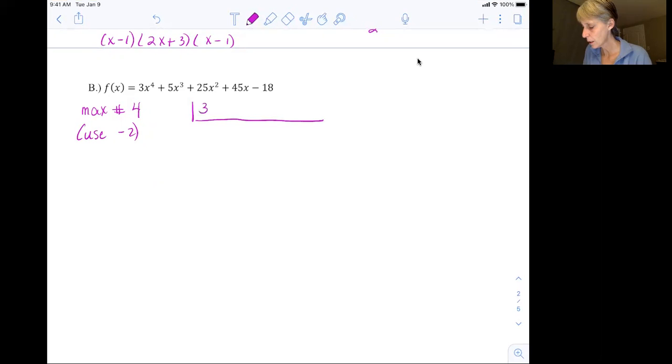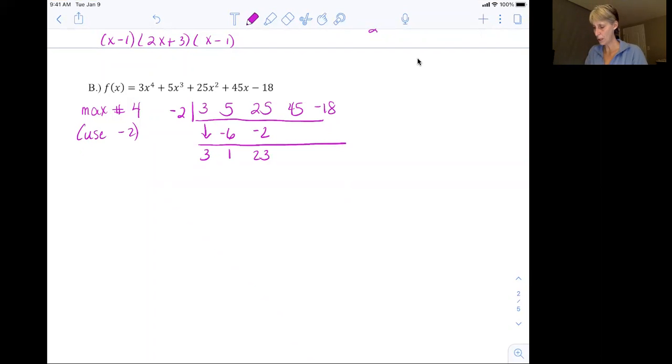3, 5, 25, 45, -18. 4, 3, 2, 1, 0. Okay, so I just wanted to make sure I didn't have to skip anything. I'm using -2. -6, -2, -2 times 3. There's my mistake. I knew I made a mistake.